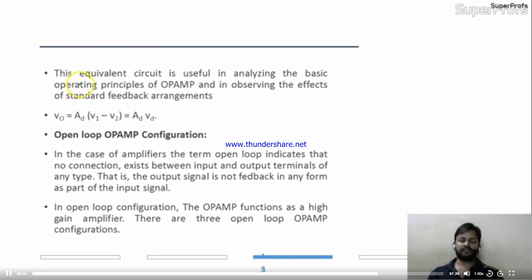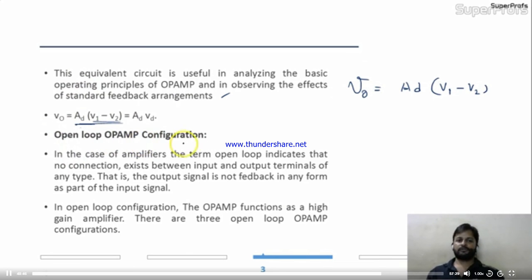Let's come to the next. This equivalent circuit is useful in analyzing the basic operating principles of Opamp and observing the effects of standard feedback arrangements. In the next video, we'll see some feedback arrangements for Opamp also. So V0 is AD times (V1 minus V2). The output will be the differential gain multiplied with the difference in input.